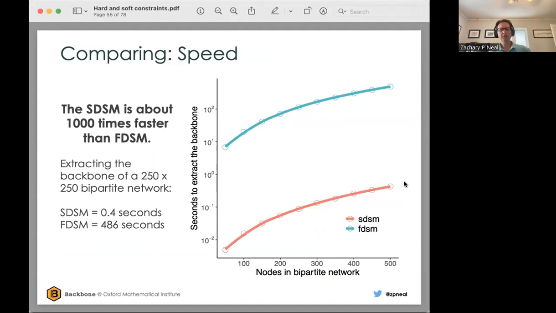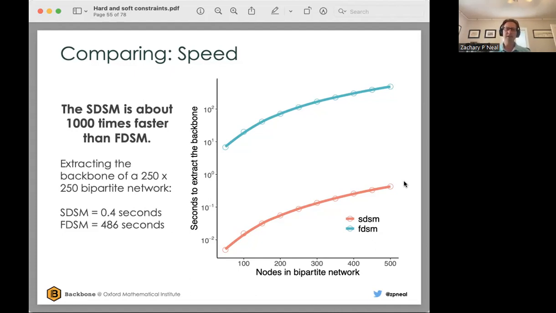So we can turn then to a couple comparisons. What difference does it make if we choose hard constraints versus soft constraints? So one of the biggest differences is speed. Because hard constraints require Monte Carlo resampling to build these distributions, it's very slow. We can see in this graph, FDSM is about 1,000 times slower. SDSM is about 1,000 times faster than FDSM.